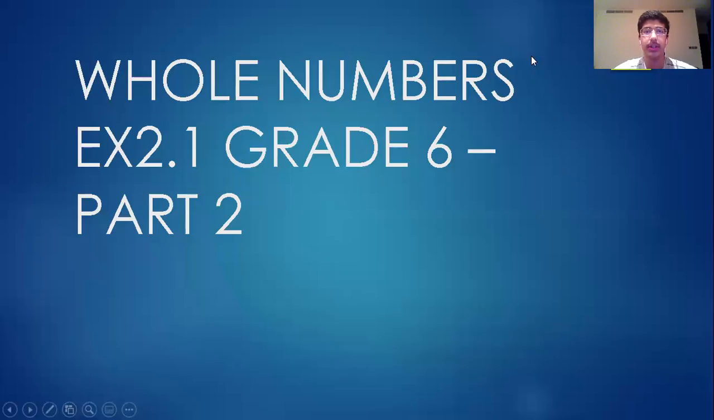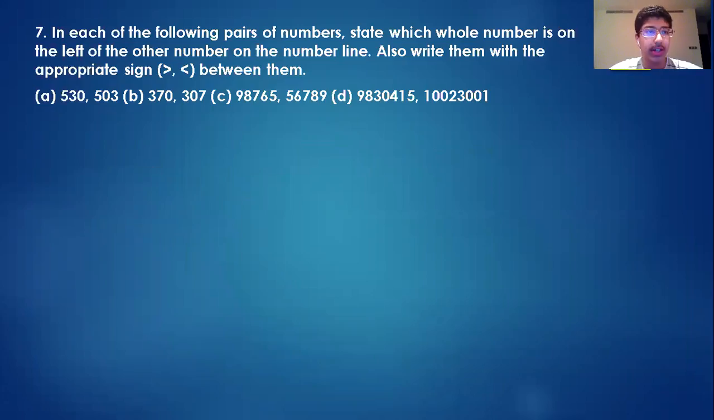Hello students, today we'll be solving exercise 2.1 of whole numbers, and this is going to be part 2. So now let's start with question number 7. In each of the following pairs of numbers, state which whole number is on the left of the other number on the number line. Also write them with appropriate signs in between them. Okay, let's start with the first question.